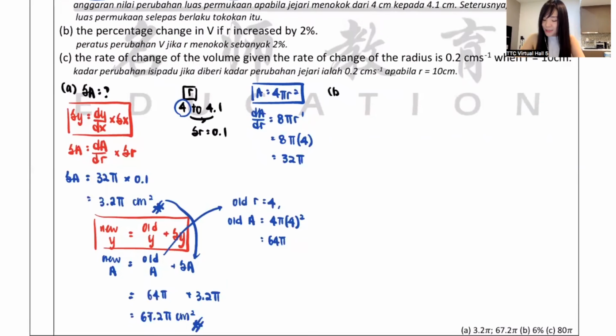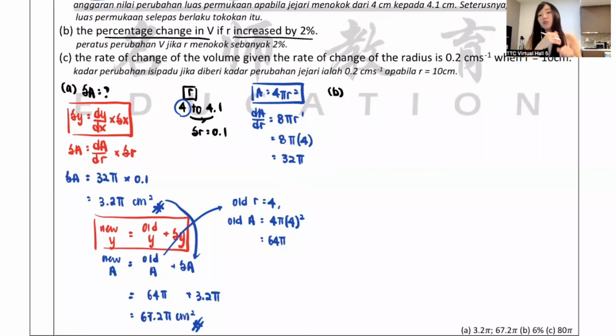Done. Let's move on to B. I hope the speed is fine, okay? So B. Find the percentage change in V if the R increased by 2%. This is different, my dear. So guys, can anyone tell me, is this one under small change or rate of change? Small change or rate of change?